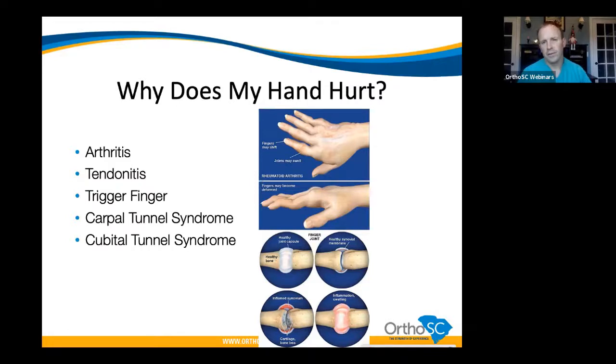Carpal tunnel syndrome is a pinched nerve that can happen in your hand. Cubital tunnel syndrome is actually a pinched nerve in your elbow that can cause numbness in your small finger. If you have your elbow bent, talking on the phone, that can wake you up at night with numbness and tingling. There are 27 different bones in the hand and the wrist, and all of these can get arthritis and cause pain and problems.